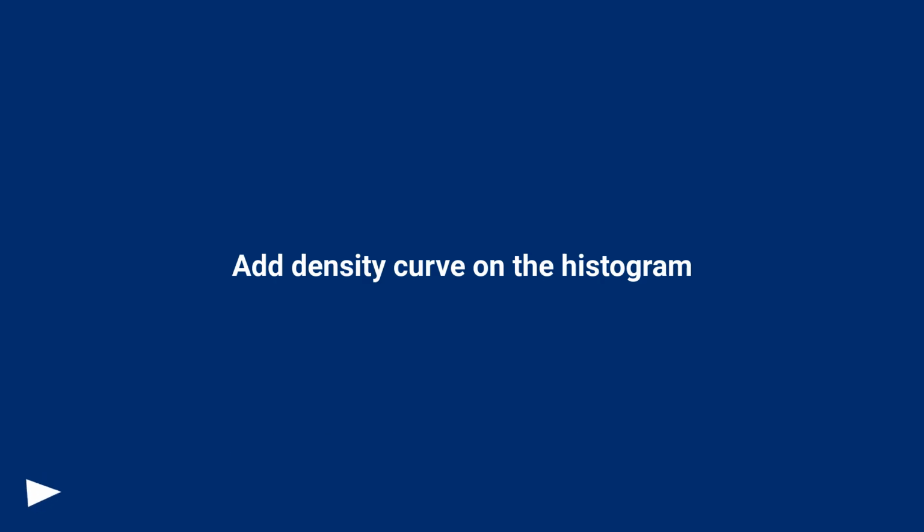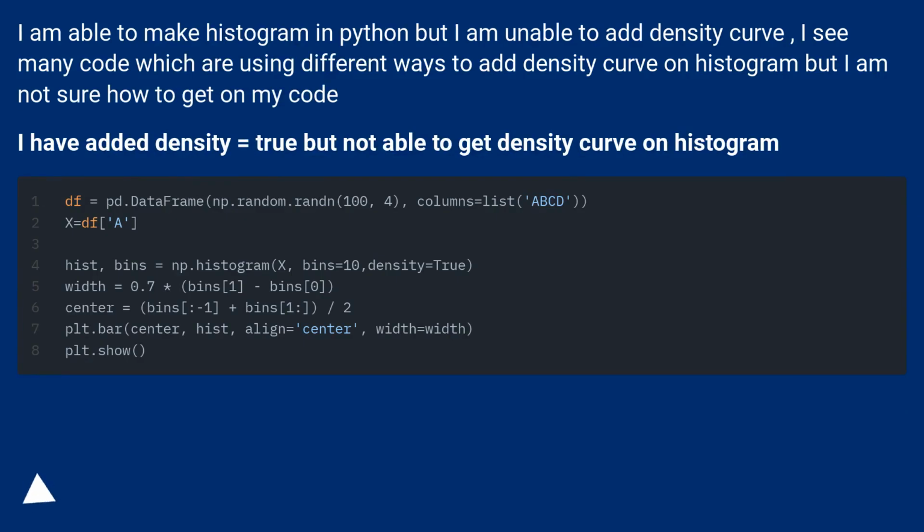Add density curve on the histogram. I am able to make a histogram in Python, but I am unable to add a density curve. I see many code examples which use different ways to add a density curve on a histogram, but I am not sure how to get it on my code. I have added density equals true, but I am not able to get a density curve on the histogram.